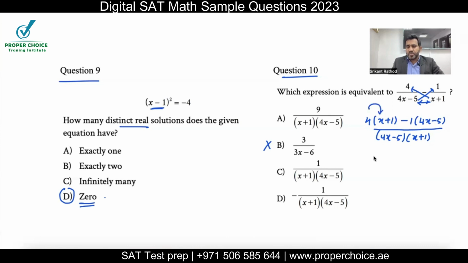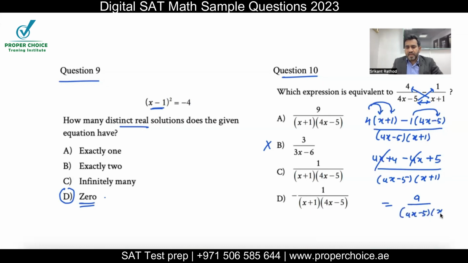4 multiplied by x is 4x. 4 times 1 is positive 4. Minus 1 multiplied by 4x is minus 4x, and minus times minus is plus, so negative 1 times negative 5 is positive 5. The denominator is still the same, 4x minus 5 times x plus 1. So positive 4x and negative 4x cancel out, then 4 plus 5 is 9, divided by the same term 4x minus 5 times x plus 1, which is option A. The right choice to this question is A.